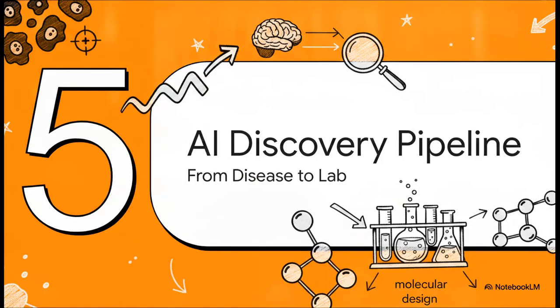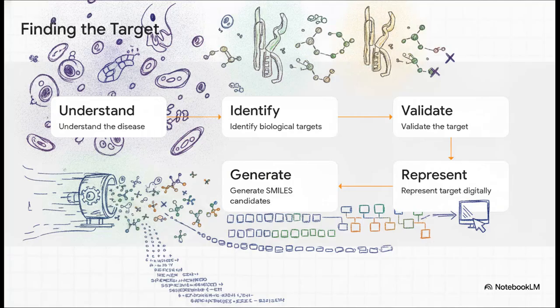All right, part 5, the AI discovery pipeline, taking us from a disease all the way to lab testing. So how does artificial intelligence actually orchestrate all of these complex report card grades into a real working pipeline? Well, it starts with the hardest part, analyzing the massive complexity of a disease and bravely selecting and validating a single biological target. Once we have that target, we represent it digitally as a sequence, maybe use an existing reference molecule as a starting point, and then we just unleash the AI.